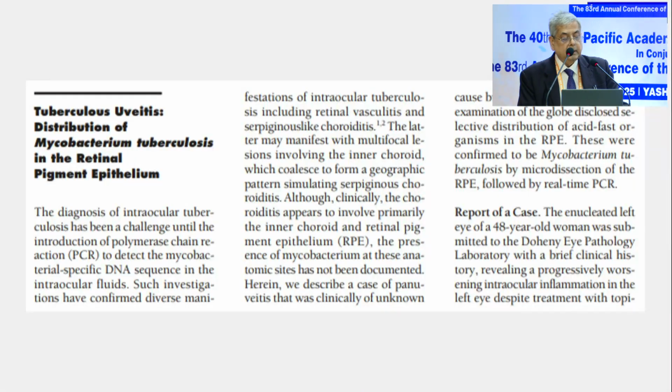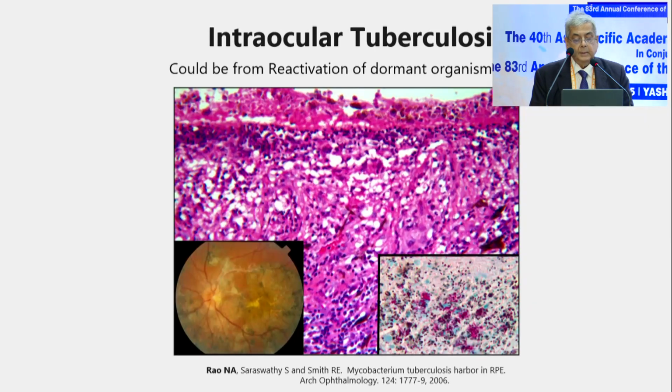There is an article by Professor Narsing Rao describing tubercular uveitis and the presence of Mycobacterium tuberculosis in the retinal pigment epithelium. Here you can see the retinal pigment epithelium is necrotic, and within the necrotic retinal tissues we could see multiple acid-fast bacilli. So it is possible that direct infection by tubercle bacilli can occur in the retinal pigment epithelium in multifocal choroiditis due to tuberculosis.